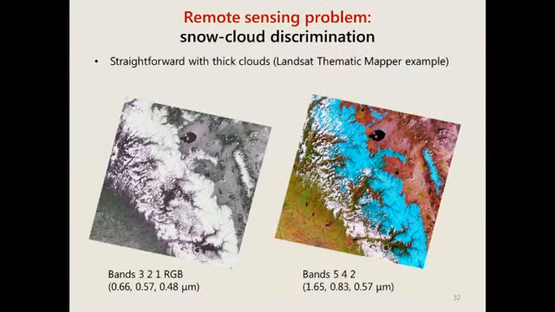There's a remote sensing problem that is also kind of a generalized image processing problem, and that is that the snow-cloud discrimination is not completely solved.